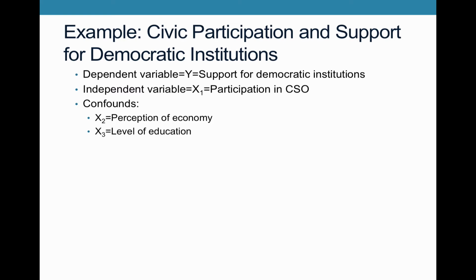Or likewise, it could be related to the level of education. Maybe people who are less educated are less likely to participate in civil society organizations, and they're also less likely to believe that democracy really works. So you see a relationship between participation and support for democratic institutions, but it's because of this other confound that's at play. These are two confounds I'll be looking at throughout this presentation, but there are several others that Boulding and Nelson Nunez examined through their regression analysis.